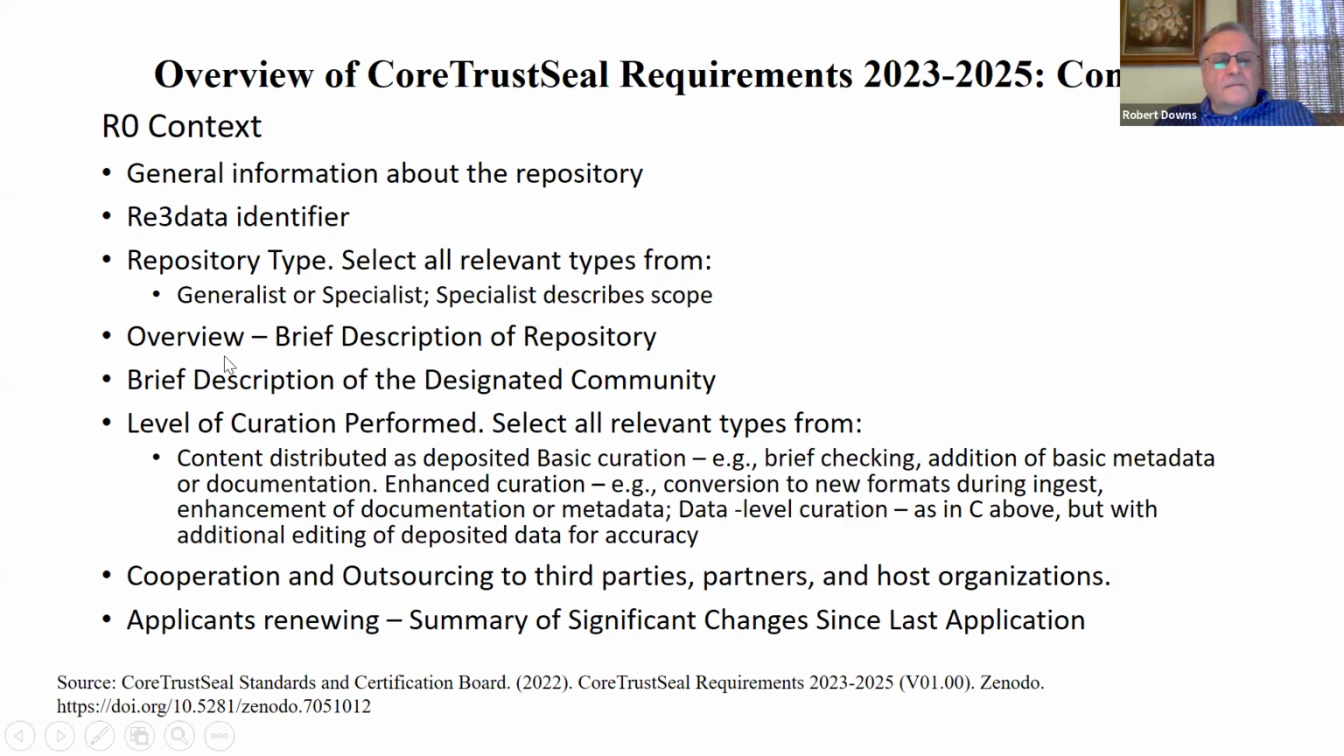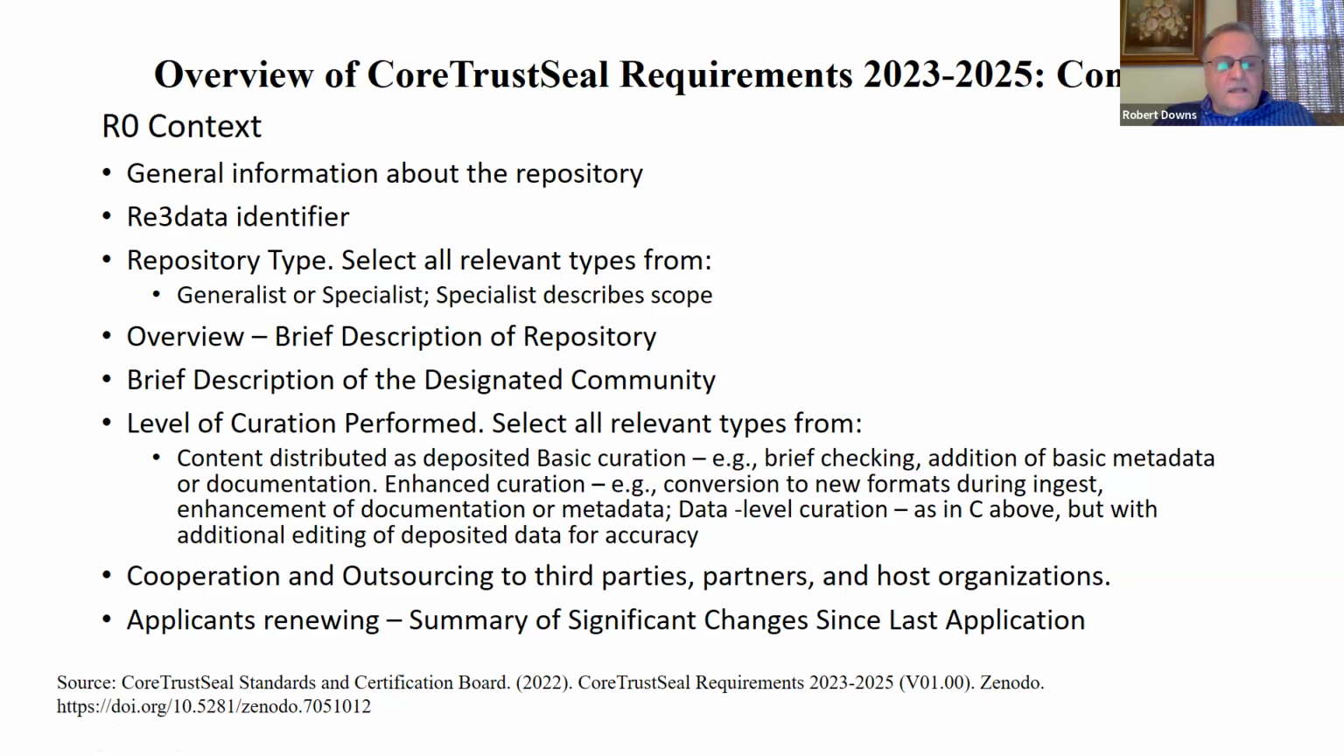And then the next section of R0 is to provide just a brief description of the repository. This is just a paragraph, perhaps 2 short paragraphs, generally describing the repository and what kinds of information and data it provides to its designated community. It could get into the disciplines a little bit that it serves. And then for the next part, it asks for a brief description of the designated community.